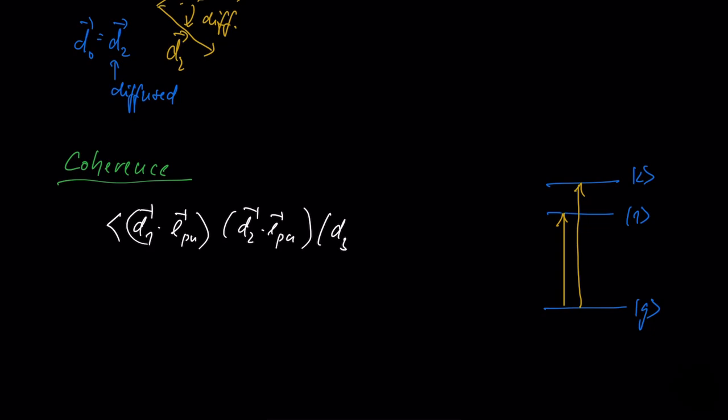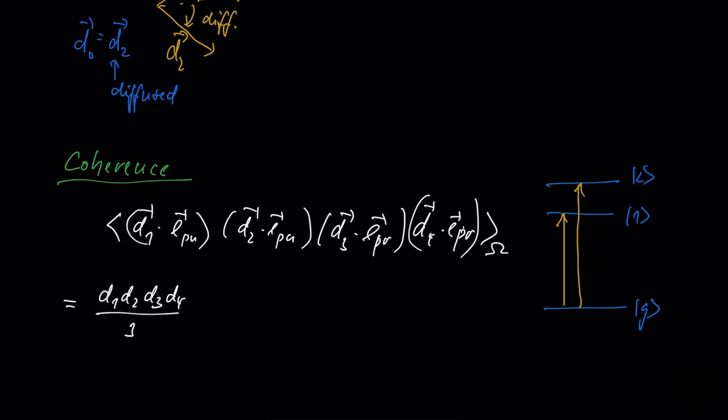And then we have D3, E probe, D4, E probe. So we assume that this coherence can actually travel to other states, which is something that we have initially discussed as forbidden. But even if it wouldn't, we can prove that rotational averaging, the way that we do it with the magic angle, actually eliminates the process of diffusion. So writing this result would look like this. Again, we have pump and probe, and we already know how the contribution to the scalar products of the polarizations would look like.